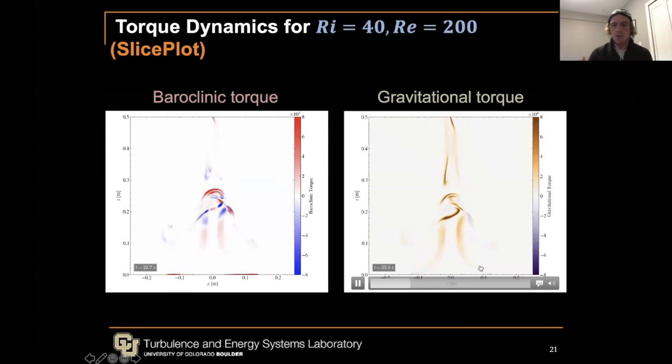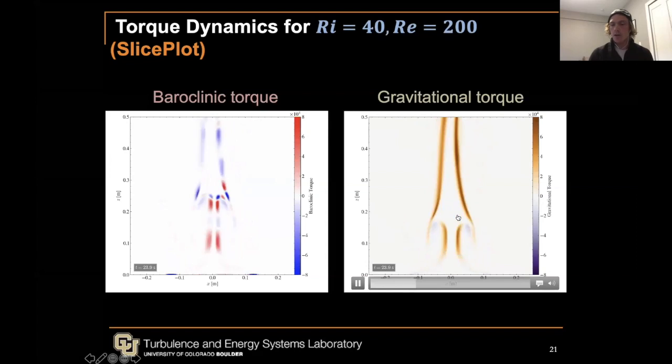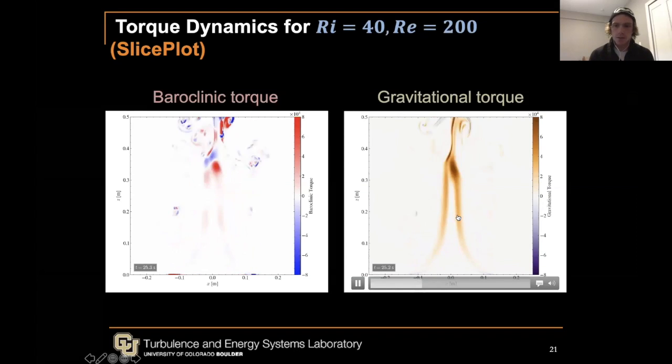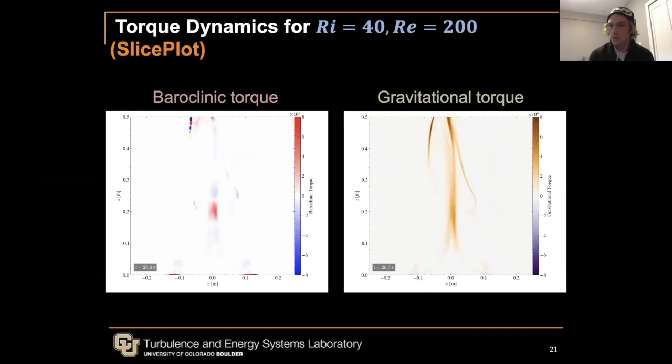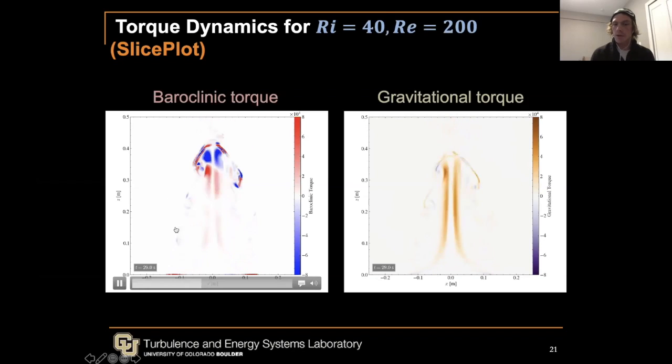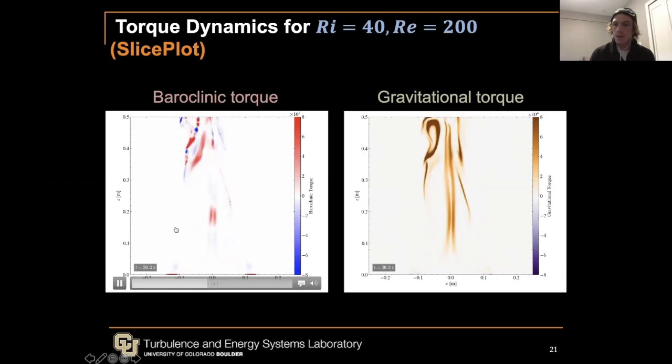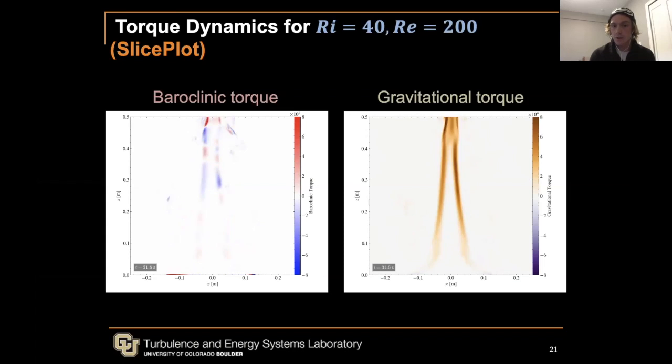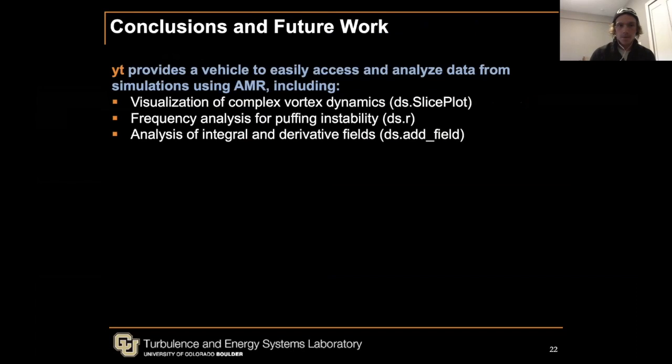They're of the same order, but gravitational torque is predominantly positive, meaning that it contributes to adding vorticity to the flow, while baroclinic torque oscillates between positive and negative in the flow, and it's not contributing as much. And I have some other data on here. I'm just highlighting some of the findings.